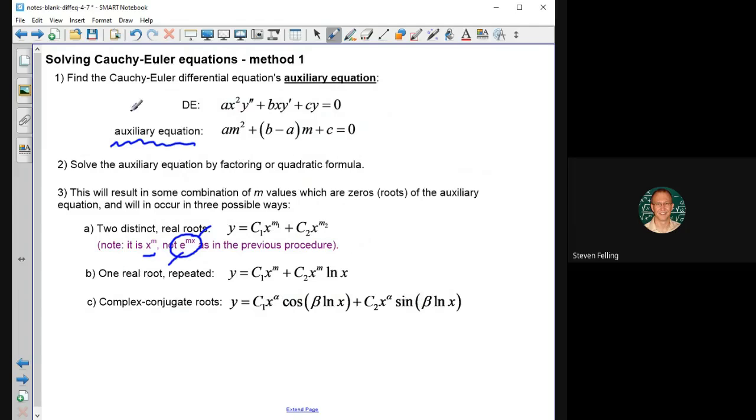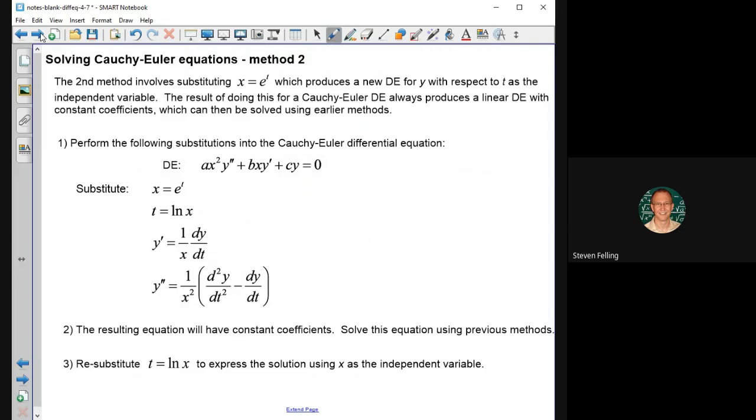So like before with the auxiliary equation, we have memorized patterns, but the patterns are a little different. Mostly they involve x to the power instead of e to the mx, okay? Okay, so that's the first method.